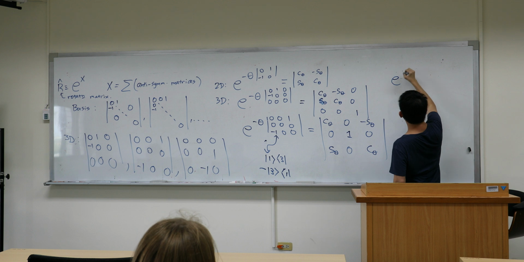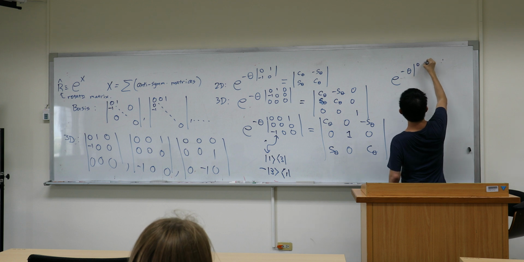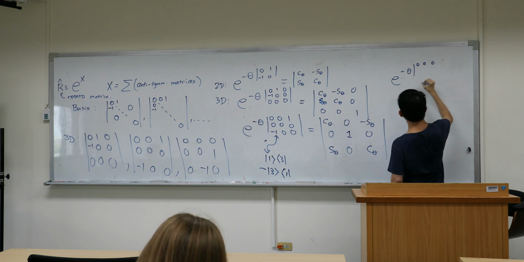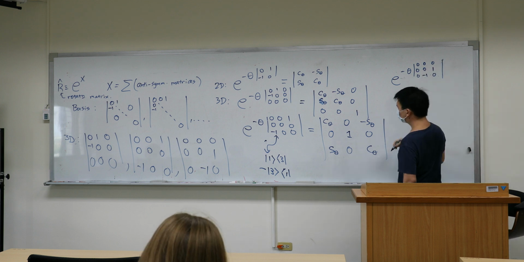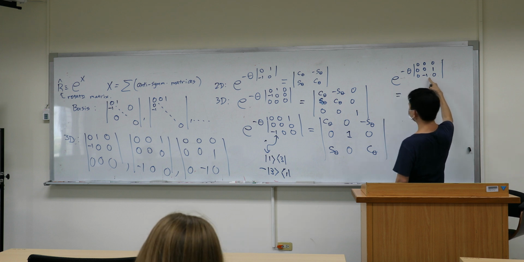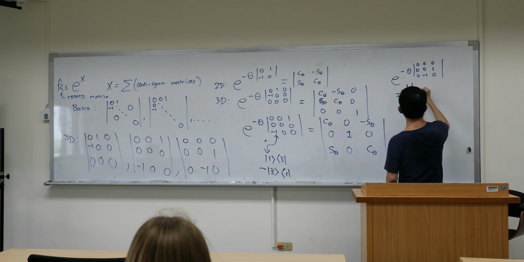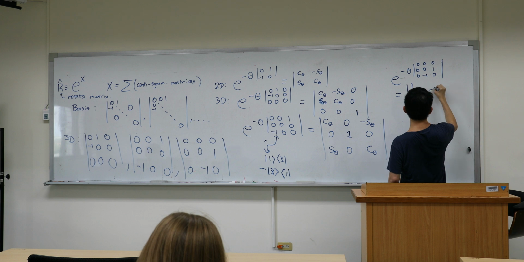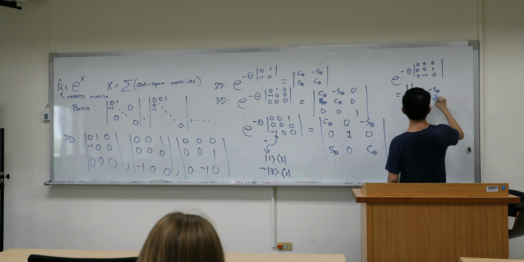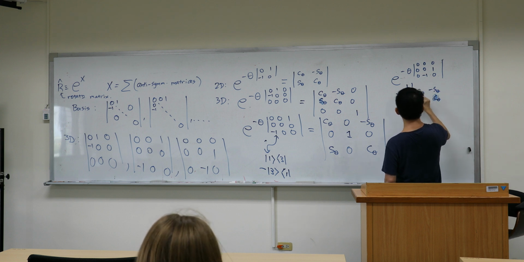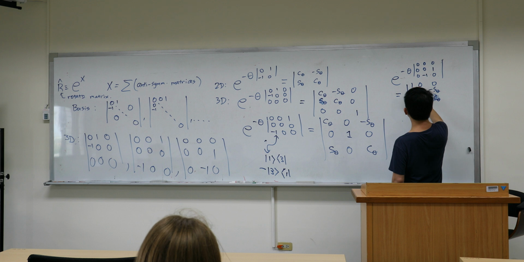Okay, and then the last one, e to the minus theta of 0, 0, 0, 1. Oops, yeah, 1. And then minus 1, 0, 0, 0, 0. And then finally we have, basically this is a mixing of the second and the third coordinates. And so you have 1, cosine theta, minus sine theta, cosine theta, this is sine theta, 0, 0, 0, 0.